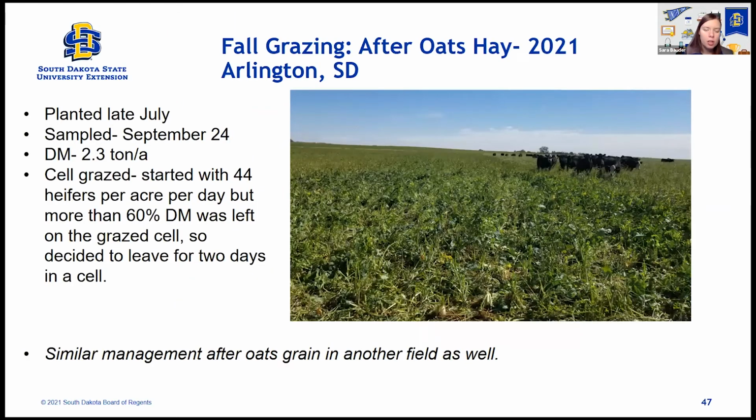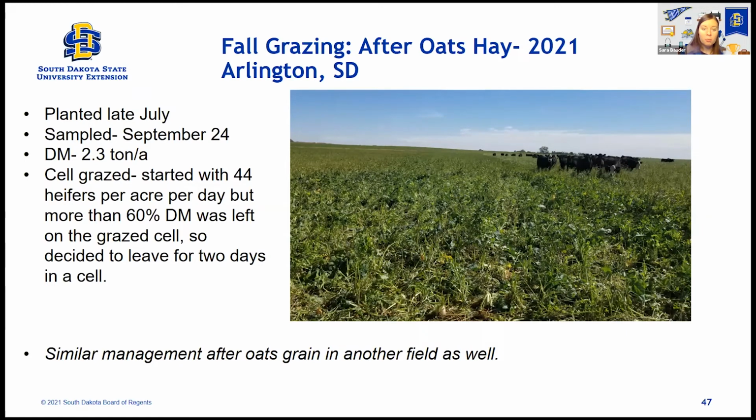So here's another study, fall grazing. We did oats after hay in 2021 in Arlington, and this is actually data that David provided me. So this was planted, the oats after hay, planted in late July, and they sampled September 24th. They had dry matter of 2.3 tons per acre, so not bad at all. It was cell grazed, started with about 44 heifers per acre per day.